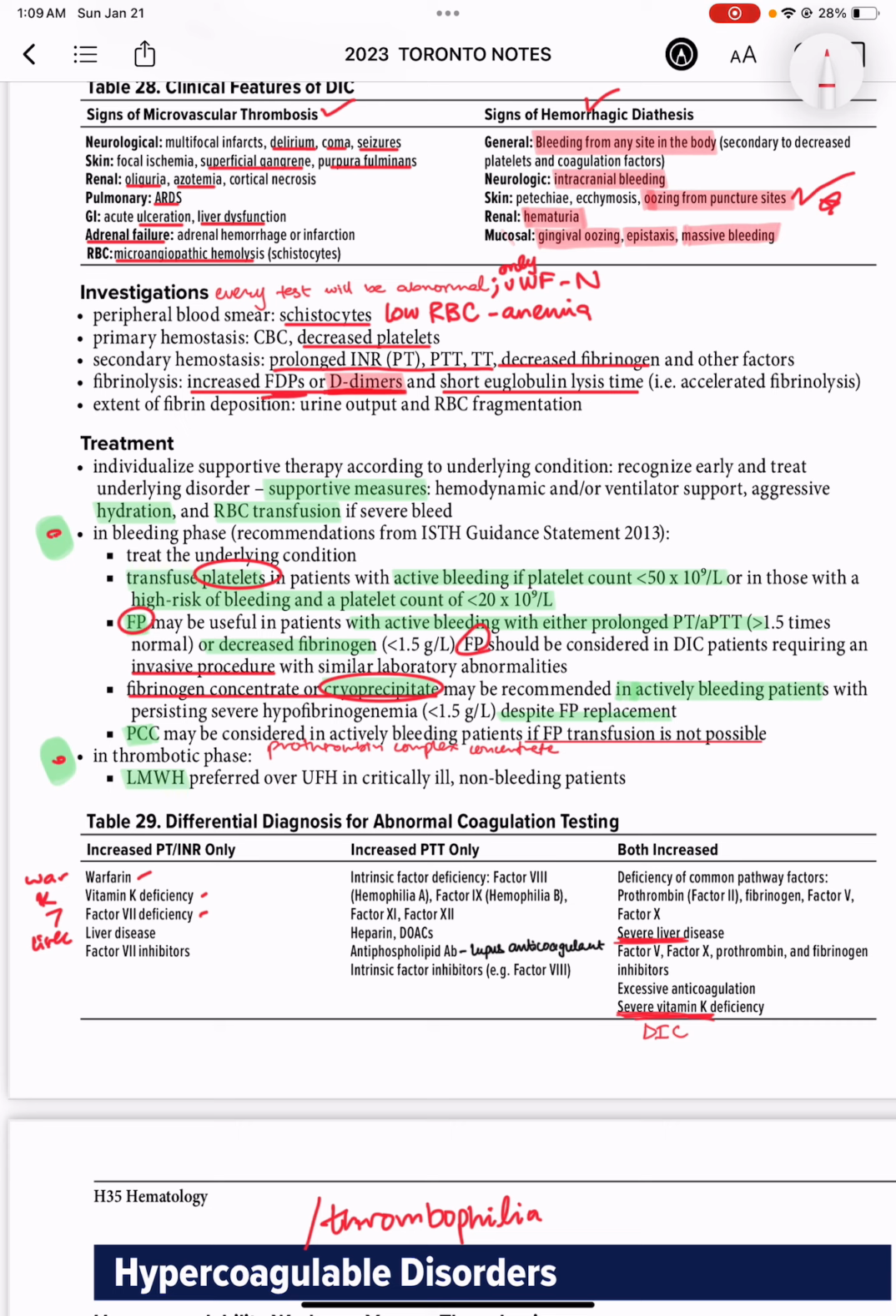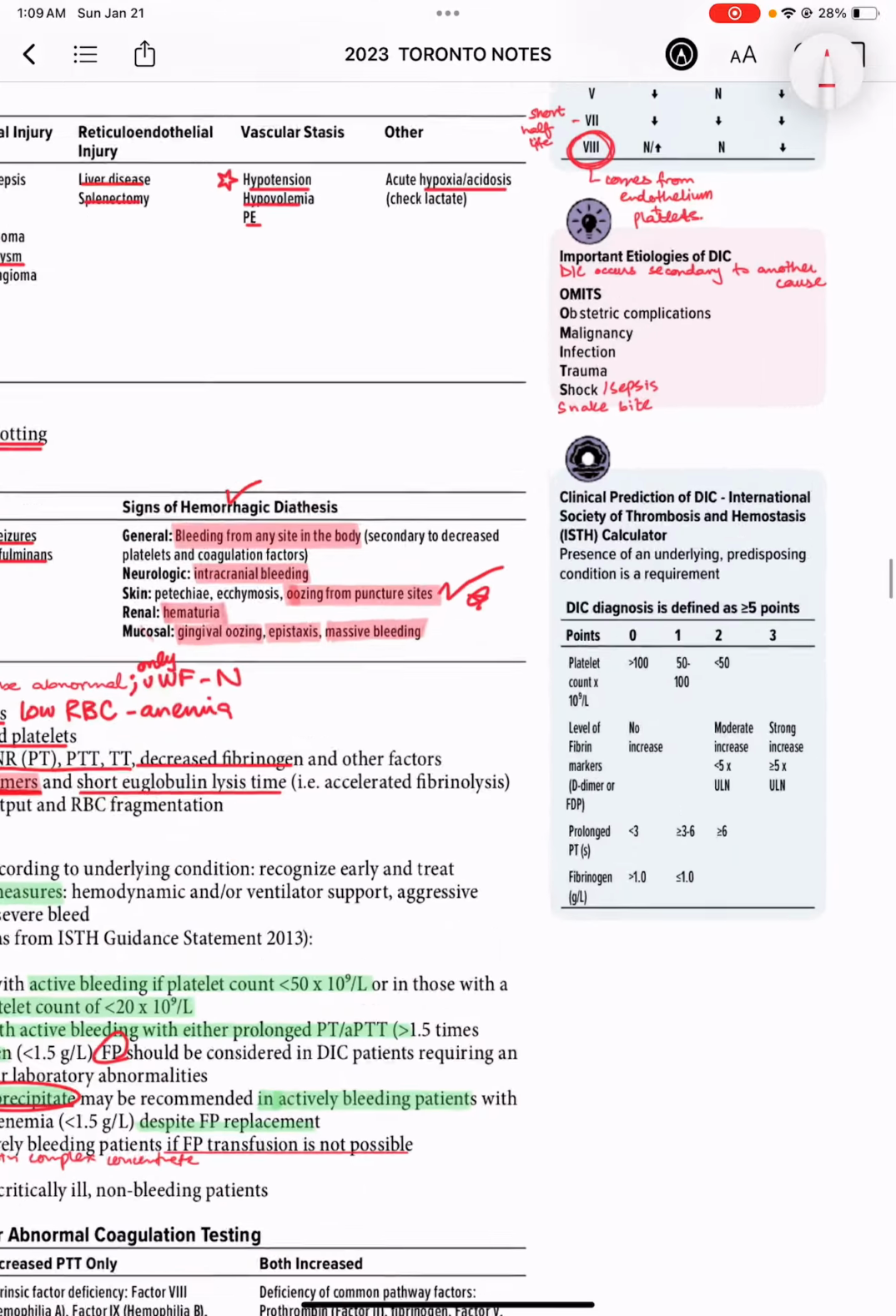And then we can give cryoprecipitate, which is a fibrinogen concentrate, in the ones who are already going in hypofibrinogenemia. So less fibrinogen, we can go for cryoprecipitate in actively bleeding people. So if they are actively bleeding and their platelet is less than 50, we'd go for this. And even if they're not actively bleeding, they are at high risk of bleeding and their platelets are less than 20,000, so we'll go for transfusing platelets and fresh frozen plasma and cryoprecipitate. We can also think of PCC, which is prothrombin complex concentrate, if the frozen plasma is not possible. Okay, so this was DIC.